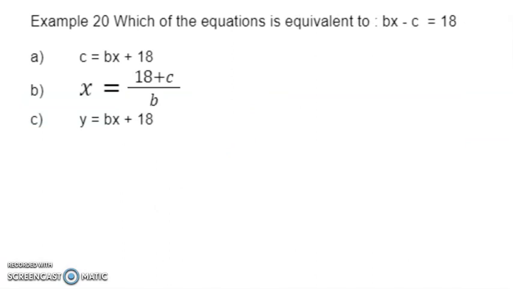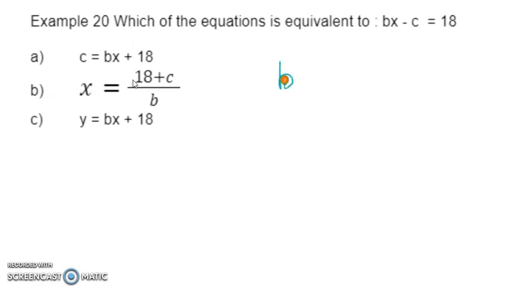Alright, finally, we're going to go ahead and look at example 20. So for example 20, it says, which of the equations is equivalent to bx minus c equals 18? Alright, so if we look at A, it looks like they moved the bx to the other side, and then the 18 was there, but then how did the c get over there? So that doesn't really make sense. In problem B, it looks like they were solving for x, and we know how to do that. So let's look at the problem and see if that's the same.